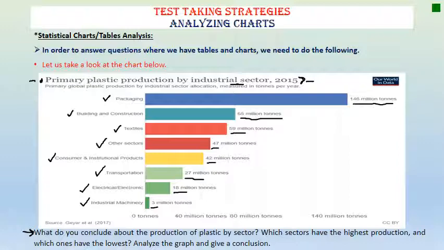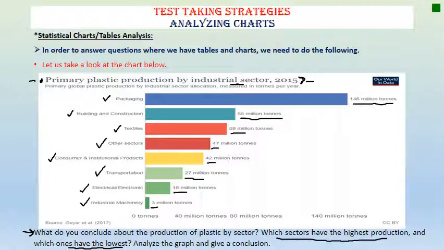By sector meaning what sector is it? Is it an electric company? Is it a packaging company? Is it a textile company? Which sectors have the highest? Also, I asked, which sectors have the highest production and which ones have the lowest? Okay, analyze the graph and give a conclusion.